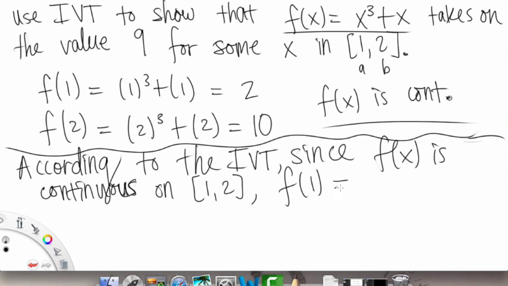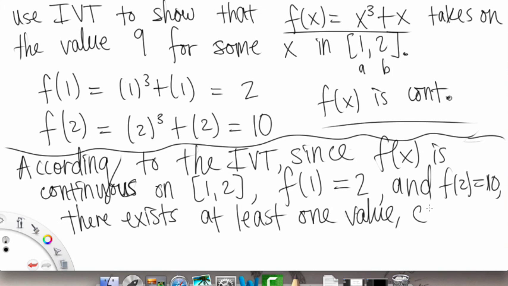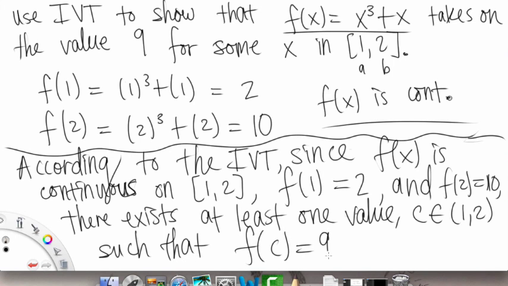Okay, so since f of x is continuous on our closed interval 1 to 2, since f of 1 is equal to 2, and since f of 2 is equal to 10, you have to state those values. So then we can say there exists at least one value, it might be more, one value c, that's the commonly used letter there, that's in the open interval from 1 to 2, such that, in our conclusion, again, f of c is equal to 9. Okay? And we know that because 9 is in between 2 and 10.